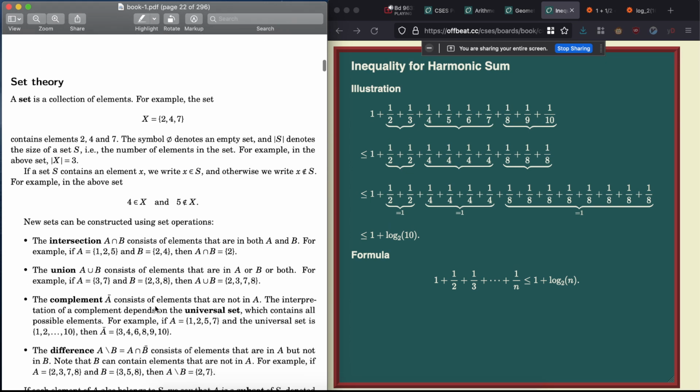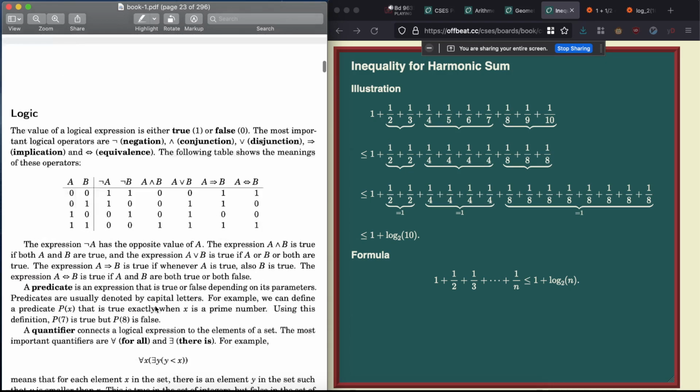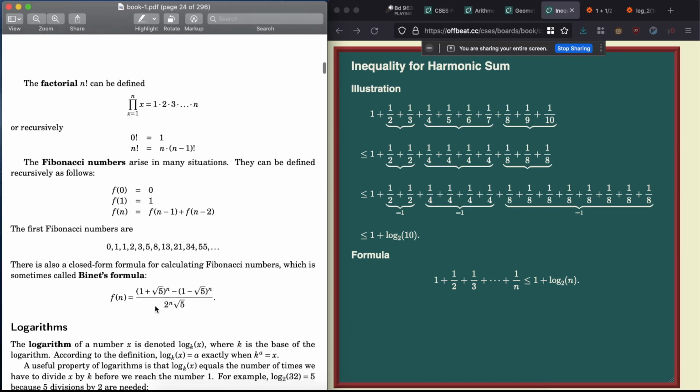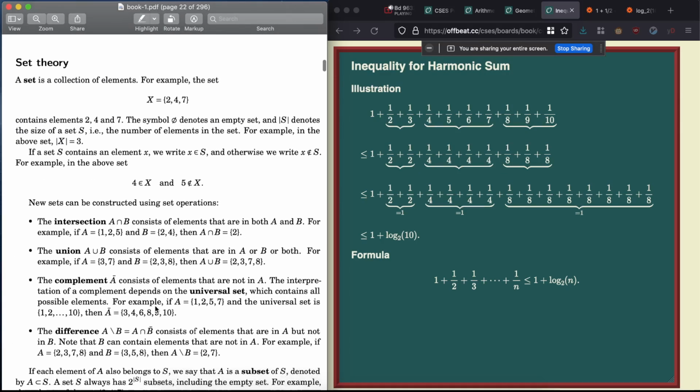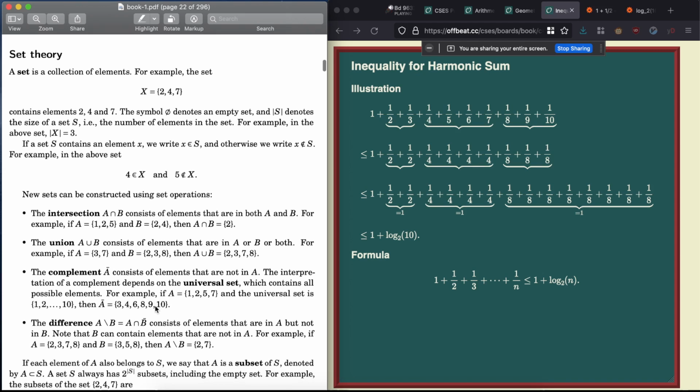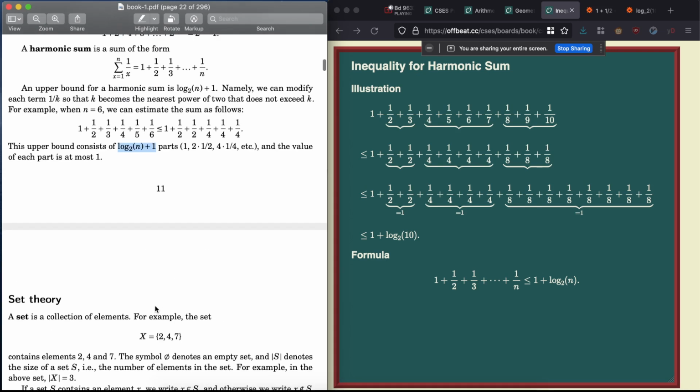A couple more pages remaining. Let us just see what is there. Set theory and logic. Okay, quite a bit of stuff remaining. So let's see how far we can go in the next 7 minutes that we have.